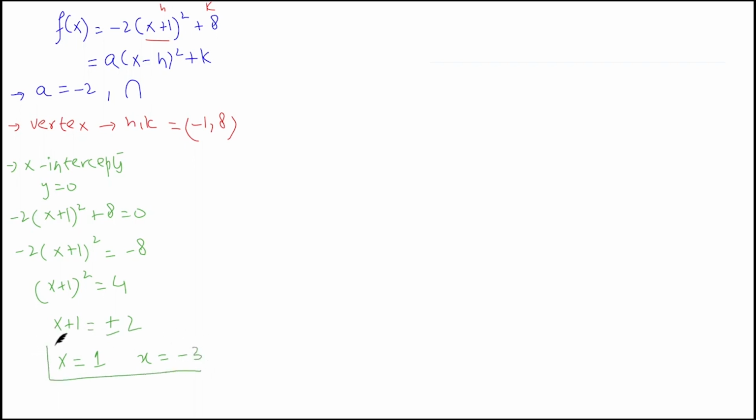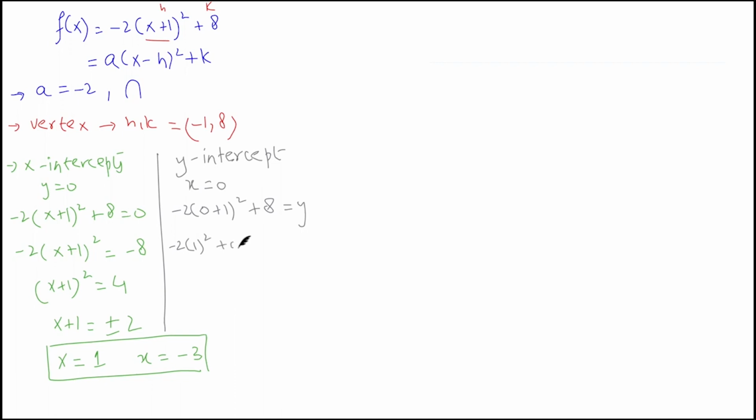These are our x-intercepts. The last step is to find out the y-intercept. You already know that. Y-intercept, how do we do that? We equate the value of x to 0 and we will have our y-intercept, which is minus 2 into 0 plus 1 whole square plus 8. This will give us our y, which is minus 2 into 1 squared plus 8. That is equal to minus 2 plus 8, positive 6. This is our y-intercept. So we have everything now.